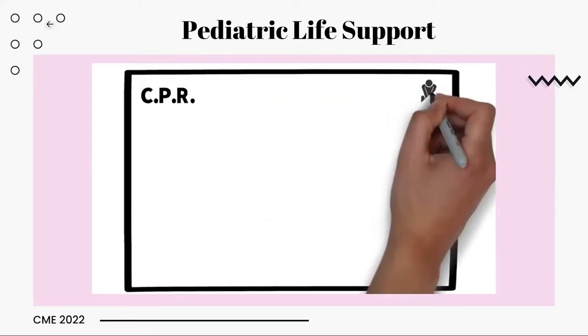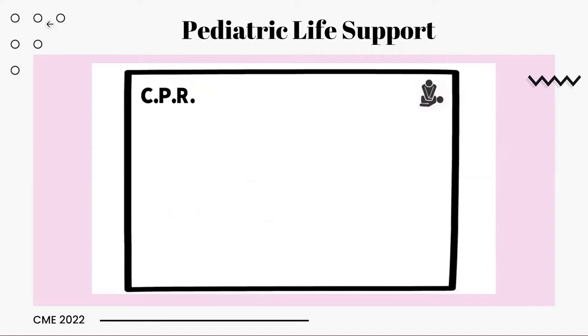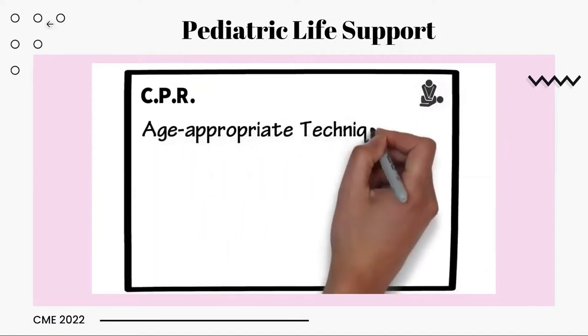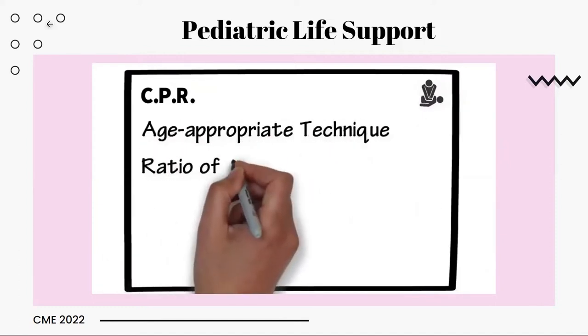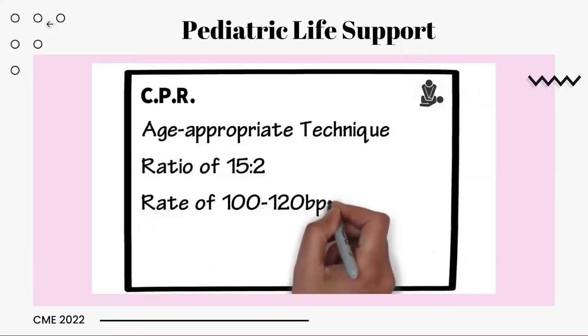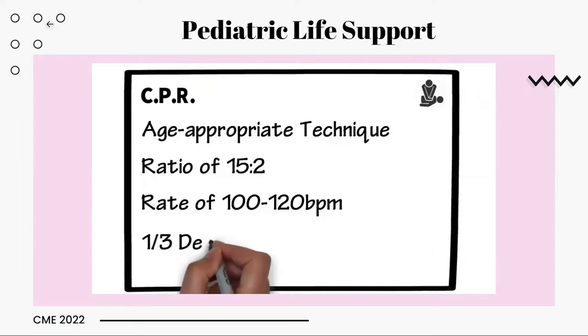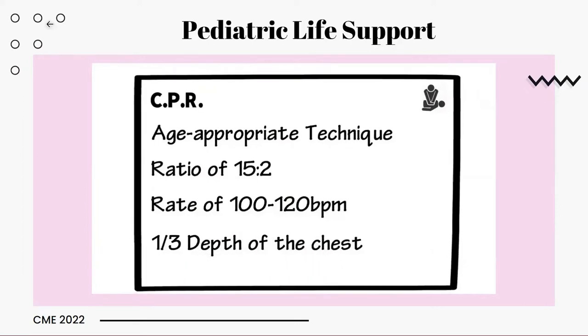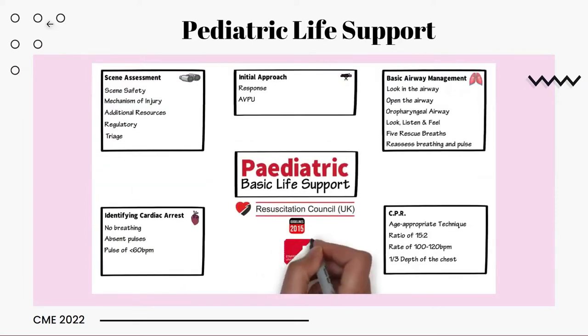We'll then start CPR. And for this, you're going to use an appropriate technique dependent on the patient's age, have a ratio of 15 compressions to 2 effective ventilations, a rate of 100 to 120 per minute, and a third of the depth of the chest. So now let's examine some of those areas in detail.